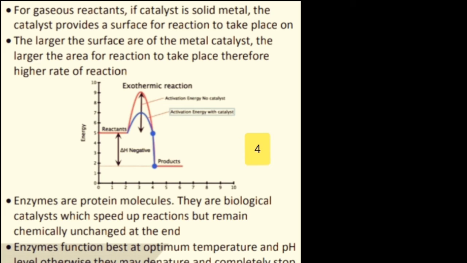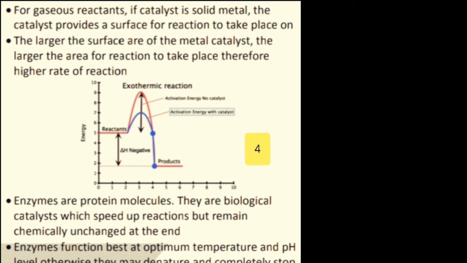So here we already discussed the Haber process. In the Haber process, nitrogen reacts with hydrogen to form NH3, ammonia. Generally for gaseous reactants we use a solid catalyst. Example, nitrogen reacts with hydrogen to form ammonia. Here iron powder is used as catalyst. So for gaseous reactants we use solid metal catalysts. Generally these solid metals are transition metals.